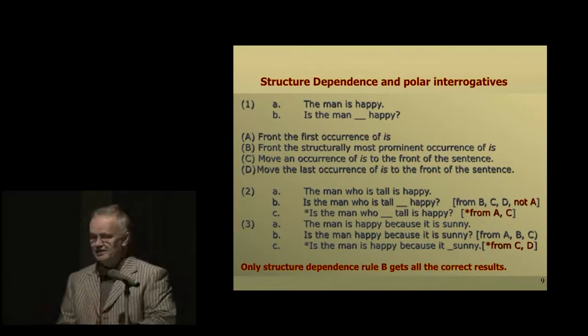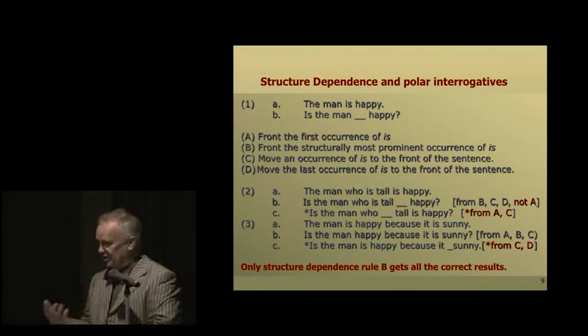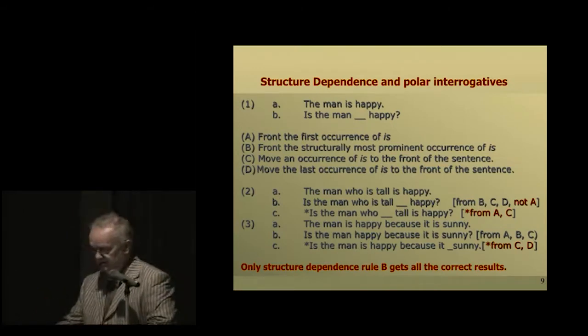How do you relate these two sentences? How do children learn the formation of polar interrogatives? As Chomsky very early on indicated, and still does 50 years later, you have at least two basic options. Those are in A and B. You can have a linear option which says front the first occurrence of is, or you can have a more structural rule which says front the structurally most prominent occurrence of is.